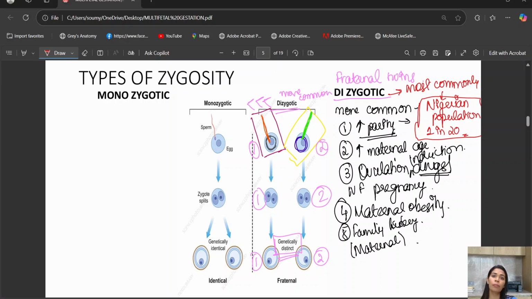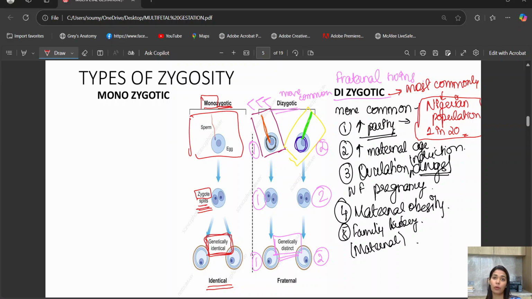Now let's move on to monozygotic twins. Monozygotic twins, like we said, is monozygotic. So that means there is only one zygote at the very beginning. Now this zygote is splitting and forming. Now if it is the same zygote, meaning the egg and sperm are the same. When egg and sperm are the same and it's the same zygote that's splitting into two, then obviously these twins are going to be genetically identical twins. And hence they will also phenotypically look identical. So they will be called identical twins.